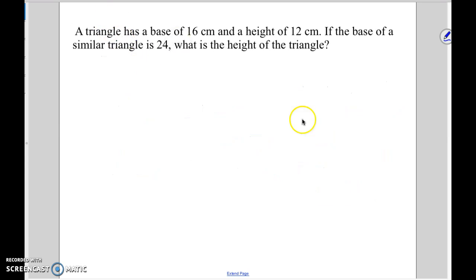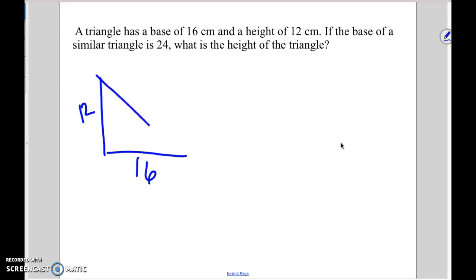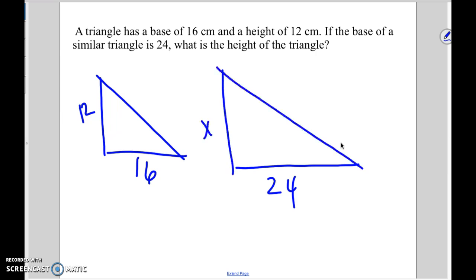Okay, last one we're going to do is, it says a triangle has a base of 6 centimeters and a height of 12 centimeters. So base is what you sit on, and the height goes up. So in that case, you can make it look however you want to, but I'm going to make it look like that. If the base of a similar triangle is 24, what is the height? So we can draw these triangles and then use this to help us figure out what our missing side is. So I want you to pause the video and work this out.